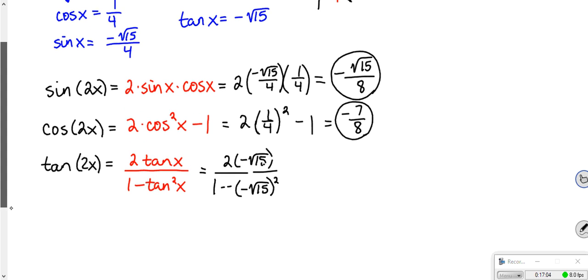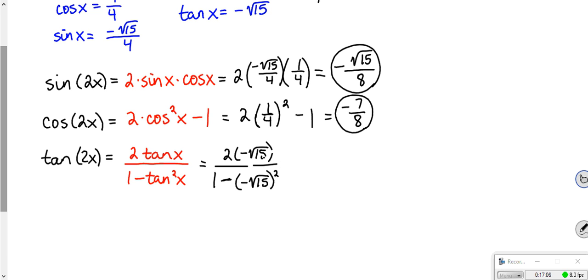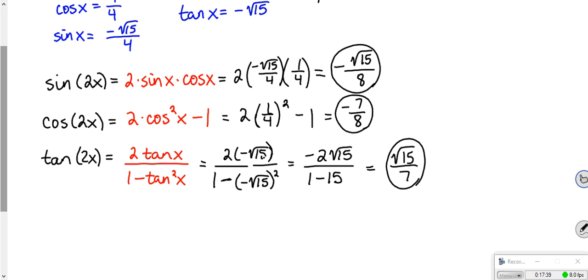Now, again, remember the square attaches to the parentheses first, okay? So on top here, we would just have negative 2 root 15. On bottom, we would have 1 minus 15, okay? Because you square a negative root 15 and you're just going to get a positive 15, but you still have the minus in front here. This is going to reduce down to root 15 over 7. Okay, that is problem number 3.